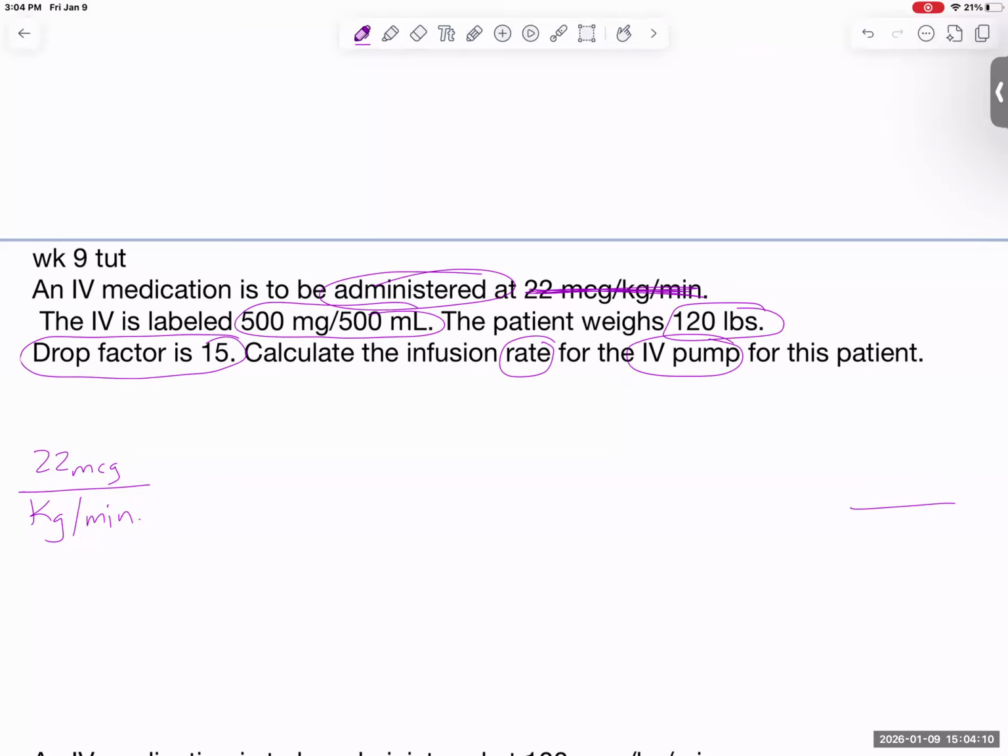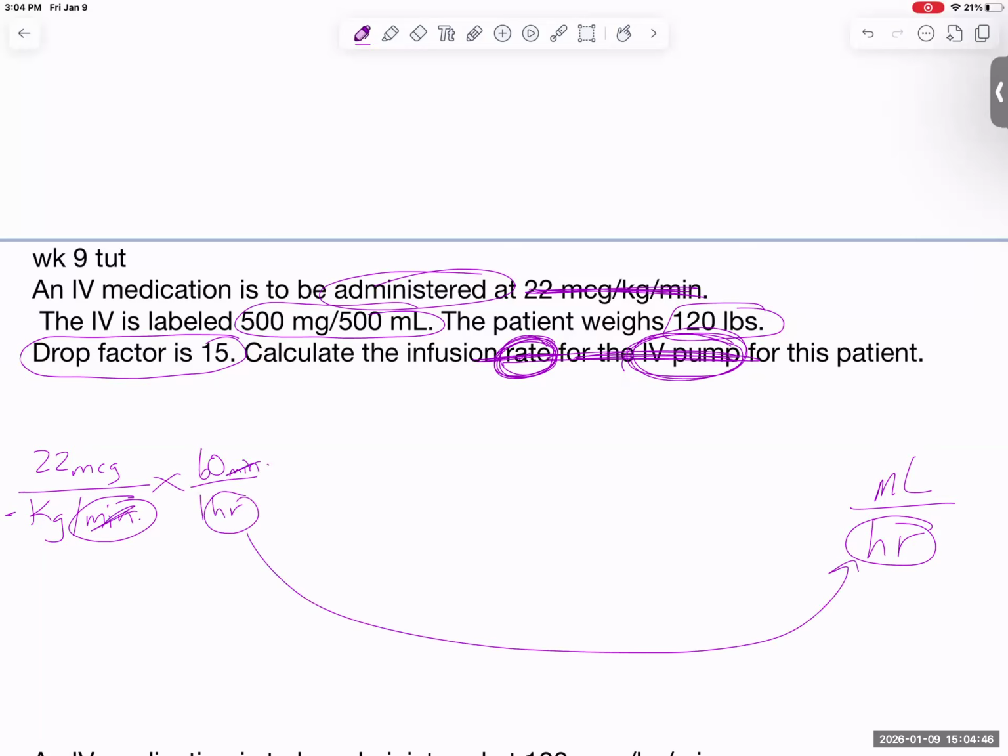mL per hour, because it says pump. Milliliters an hour, because it's saying rate and I have a pump. That's what I'm solving for. Awesome. Now we eliminate what we don't need. I like to start in the denominator, so I'm going to change minutes to hours. How do I change minutes to hours? 1 hour is 60 minutes. Thank you. So I cross off my minutes and I have my hour.